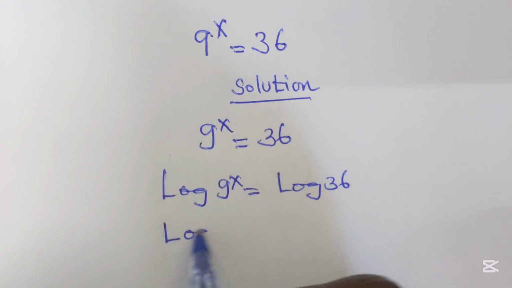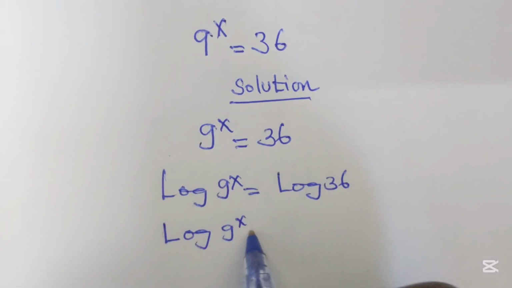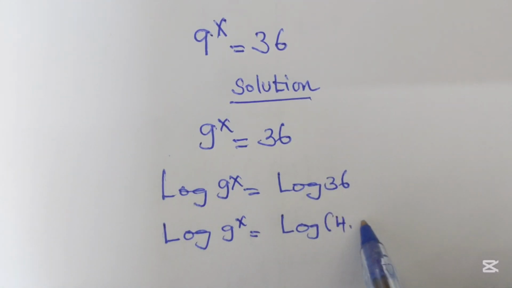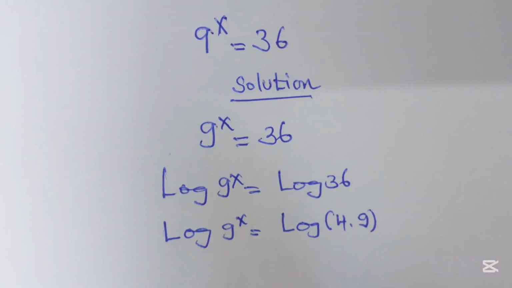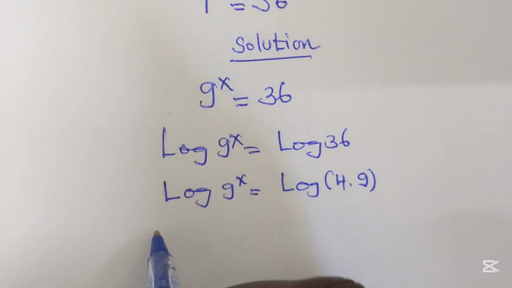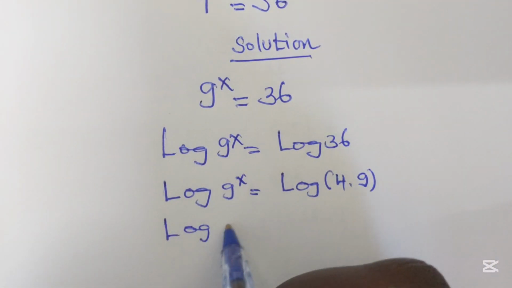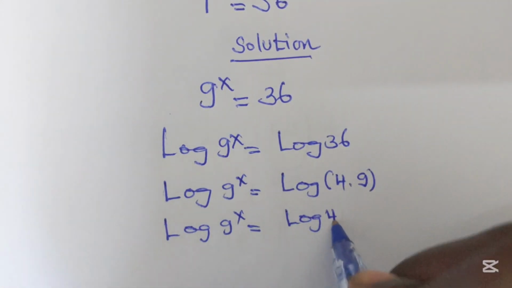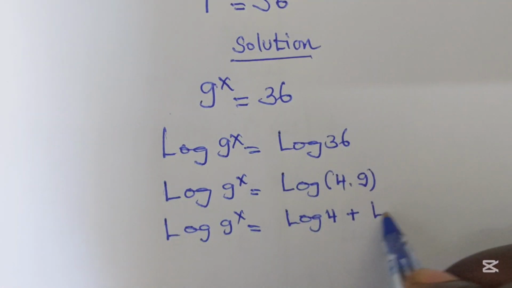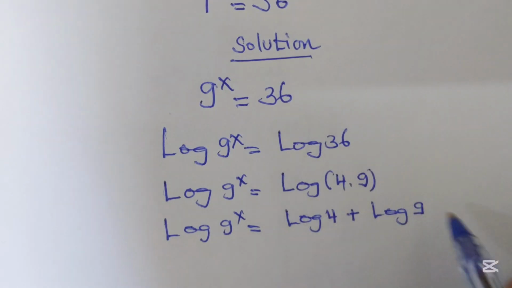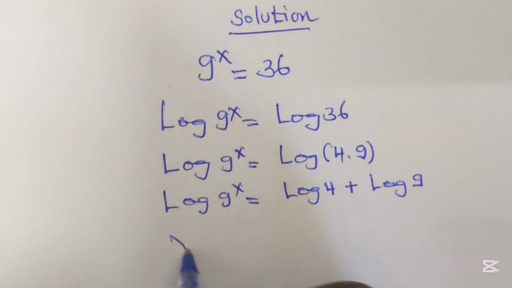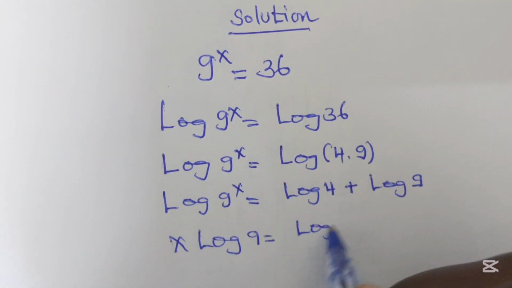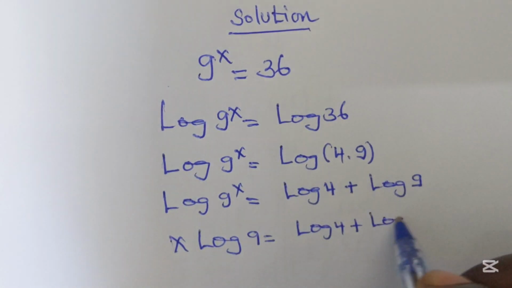Now here, logarithm of 36 will be logarithm of 4 times 9. Okay, whereas here logarithm of 4 times 9 will be logarithm of 4 plus logarithm of 9. Then x logarithm of 9 will be logarithm of 4 plus logarithm of 9.